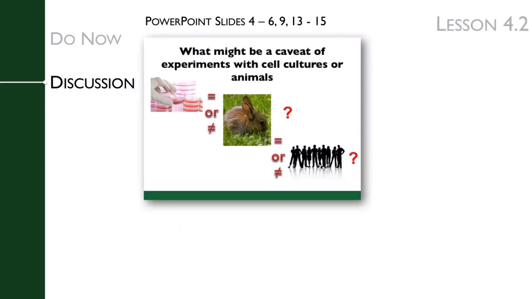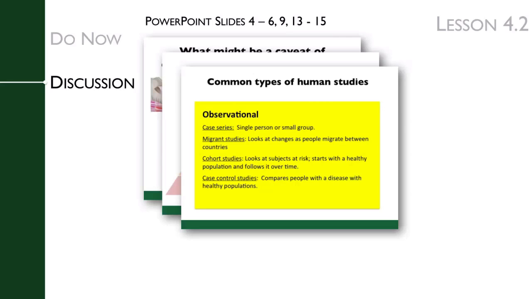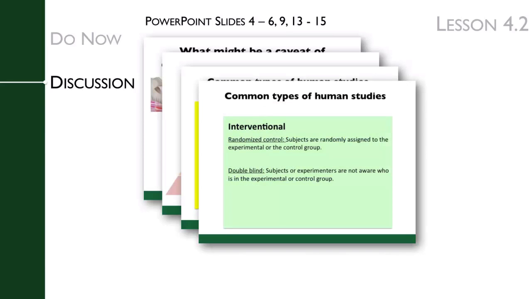This discussion starts out by having students think of caveats of cell culture, animal, and human level studies. We will then go into more detail about each type of study presented on slide 5. This lesson also goes into more detail about observational and experimental studies, which we initially saw in lesson 4.1. Observational study types included our case series, migrant studies, cohort studies, and case control studies. We also go over randomized control studies and double-blind studies, which are interventional studies.